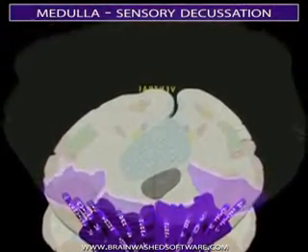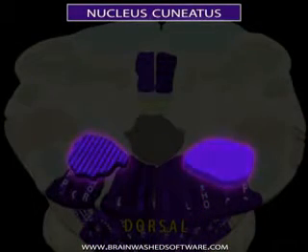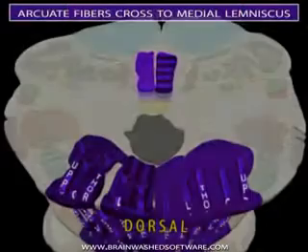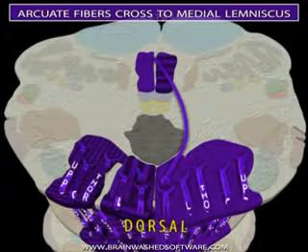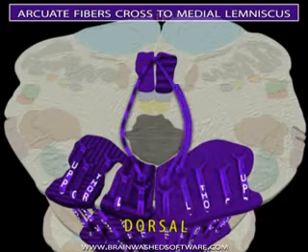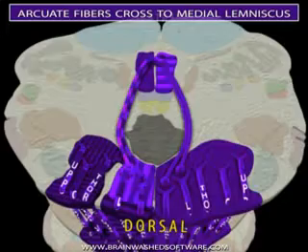Just rostral to the motor decussation is the sensory decussation, where the fibers of fasciculus gracilis and fasciculus cuneatus synapse with second-order neurons. The axons of neurons in nucleus gracilis and nucleus cuneatus then pass ventrally in the tegmentum of the medulla and cross the midline. These decussating axons are known as the internal arcuate fibers and form the medial lemniscus tract.